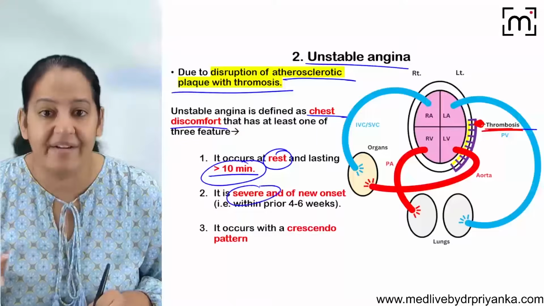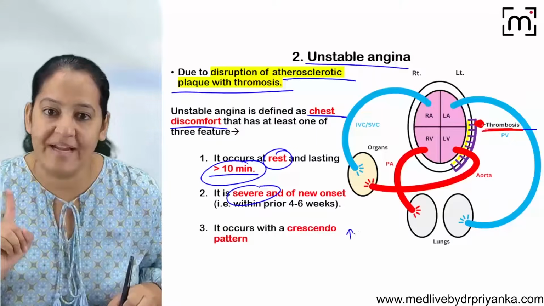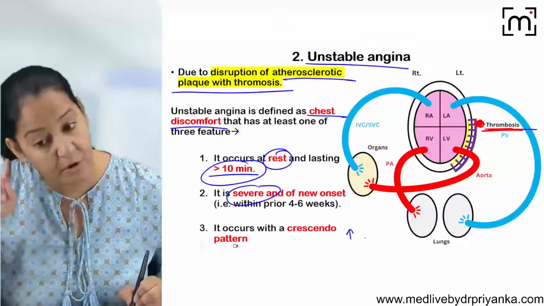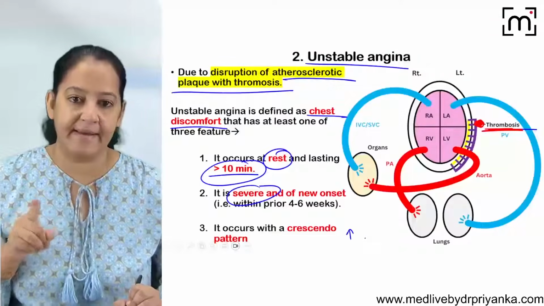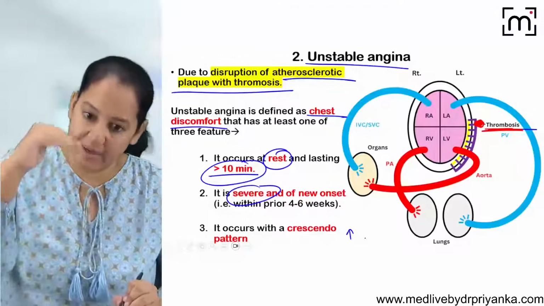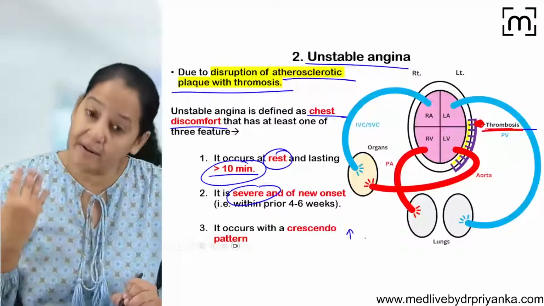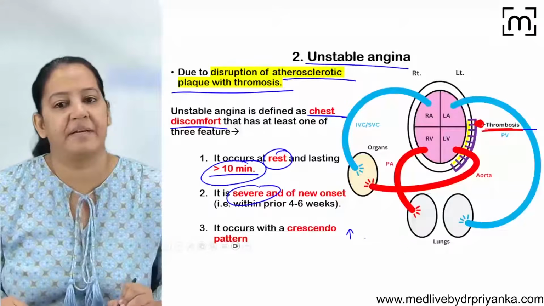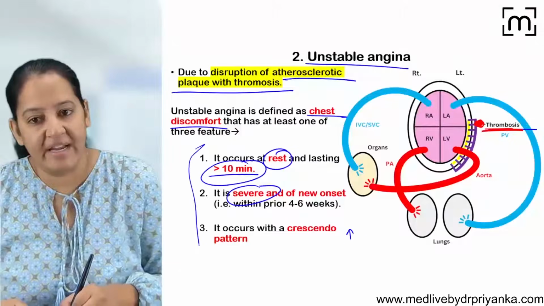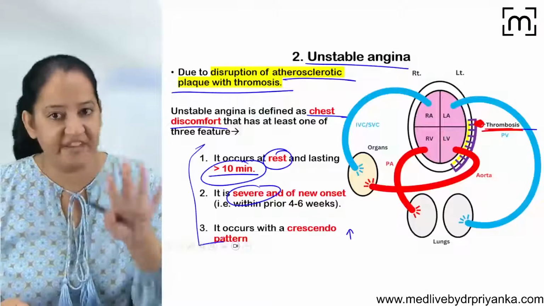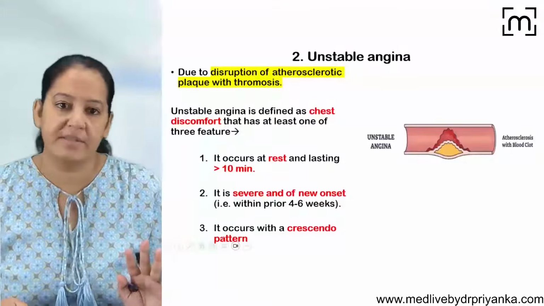Here it is severe and new onset, and it is only crescendo in nature. It is not crescendo descendo, in contrast to classical angina, where the pain was crescendo and descendo in nature. It's of new onset, it occurs even at rest, and it lasts more than 10 minutes. So if any one of the findings is fulfilled, it will fit the criteria of unstable angina. So this is unstable angina.